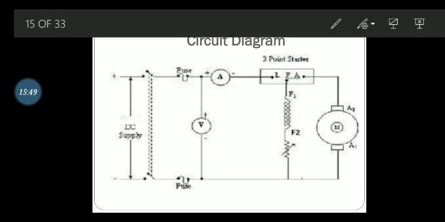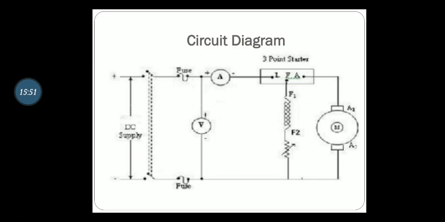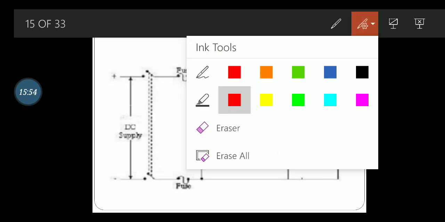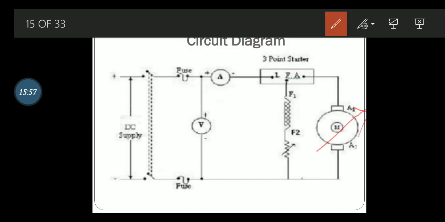So here is the motor under test. This motor's armature is connected to the armature terminal of the 3-point starter, and its field winding F1 and F2 is connected to the 3-point starter field winding terminal, and a variable rheostat is connected in series with the field winding in order to limit the field winding current. And the L terminal of the starter is connected to the supply.